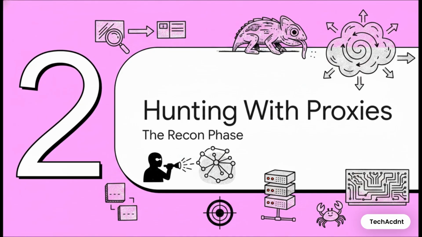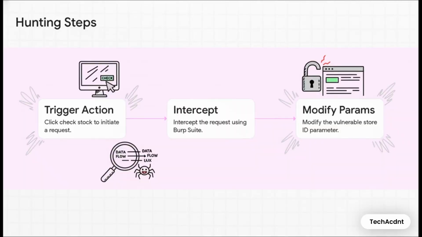Moving on to Section 2, hunting vulnerabilities with proxies. This is our reconnaissance phase. So, in a live penetration test, precision is everything. Attackers aren't just typing payloads blindly into a web browser. They use web proxies, like Burp Suite. First, they trigger a totally normal action on the app, maybe checking a product stock. Then, they intercept that HTTP request mid-flight, right before it hits the server. This lets them identify vulnerable input fields, like a store ID parameter, and prep it for modification.